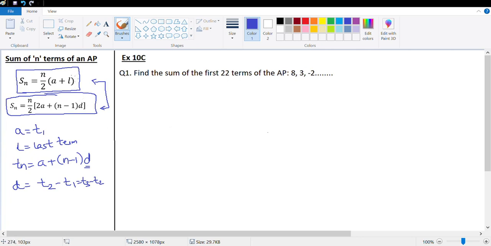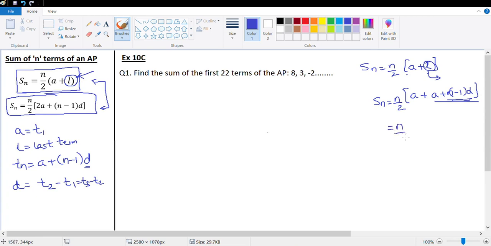Why do I say that? Because if I look at the first formula, Sn is equal to n by 2 times a plus l, and I replace the value of l with a plus n minus 1 times d, that's the value of l. So Sn is equal to n by 2 times a plus, instead of l I'm writing a plus n minus 1 d, which is n by 2 times 2a plus n minus 1 times d. Basically both the formulas are exactly the same. In the second one we've just replaced the value of l with a plus n minus 1 times d.